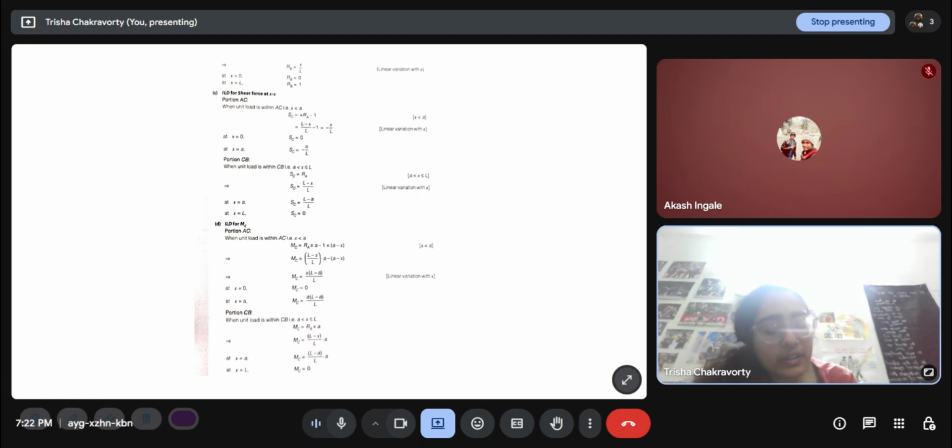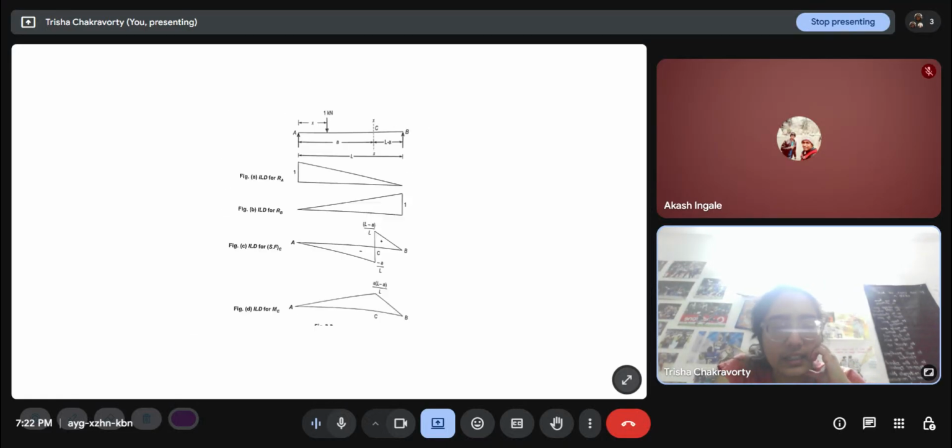And now again, when we have a linear profile, to draw the diagram we can just put the end values. So at x equal to 0, SC is 0, and at the other end, x equal to a, which is point C, SC is minus a by L. So at A it's 0, at C it's minus a by L. This part we have drawn.